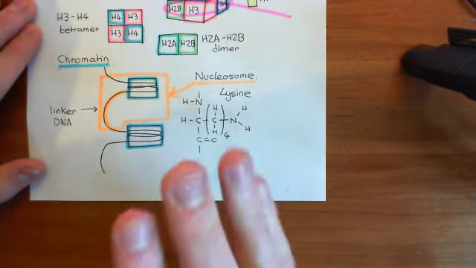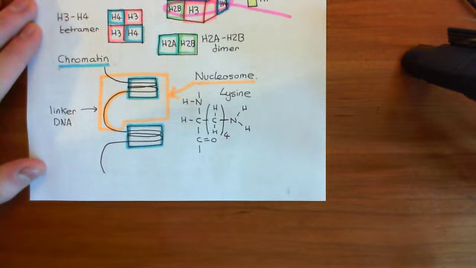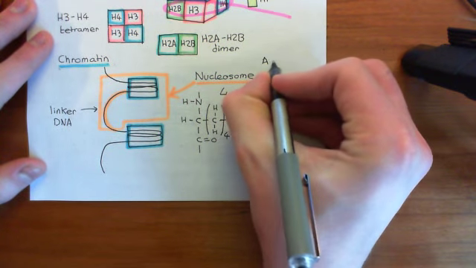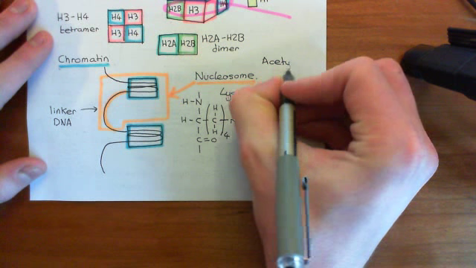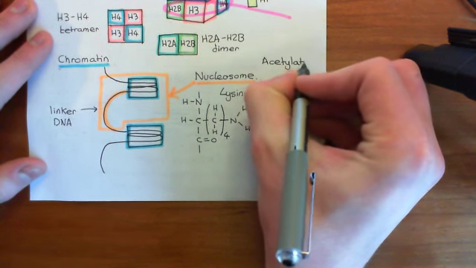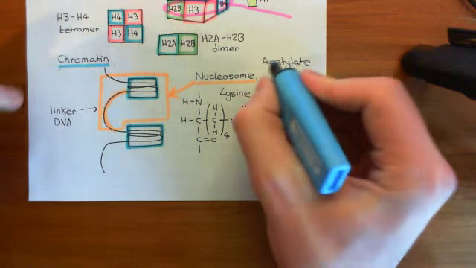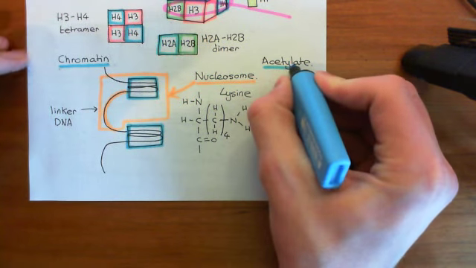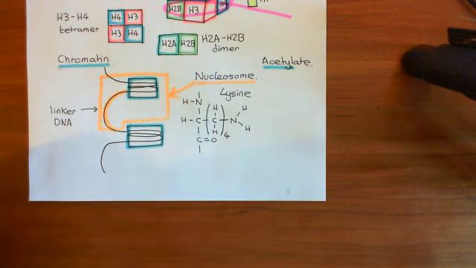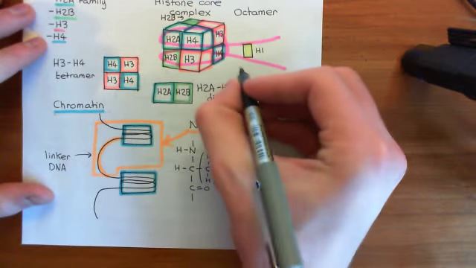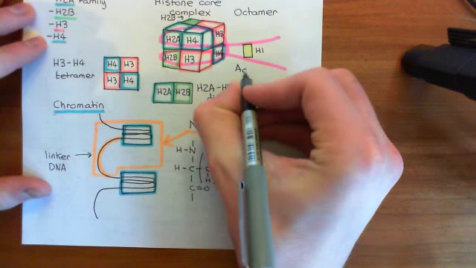Now, lysine residues within certain of the histone proteins in the histone core complex are going to be acetylated. So what does it mean to acetylate a lysine residue? Well, it means that we're going to add an acetyl group onto that lysine residue. So what is an acetyl group? Well, to understand that, we need to know what acetic acid is. So I think I'll squeeze acetic acid up here.